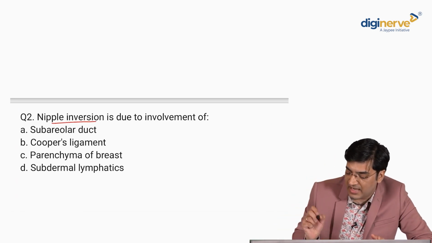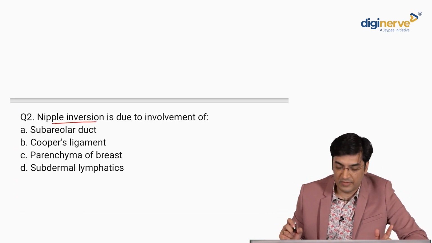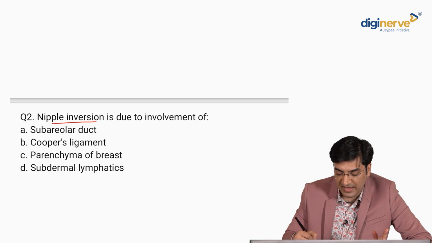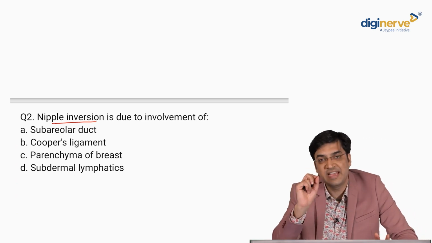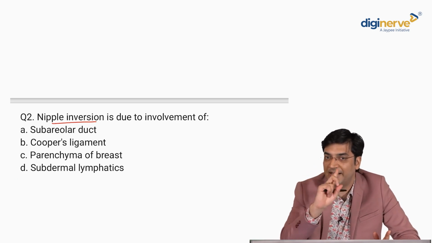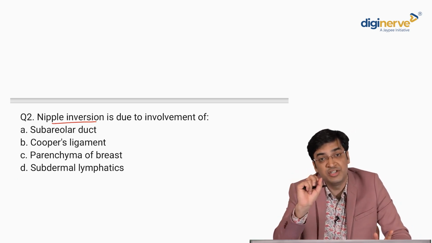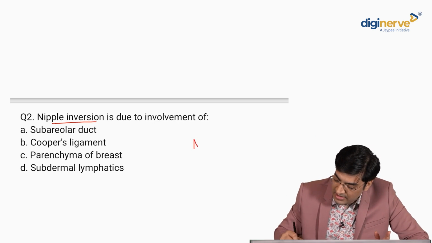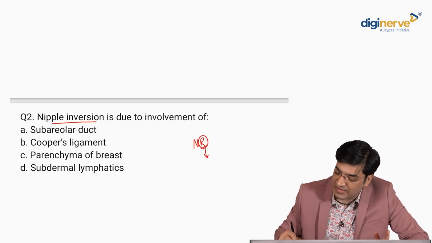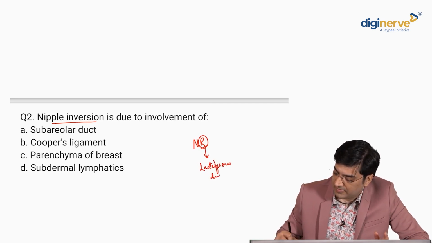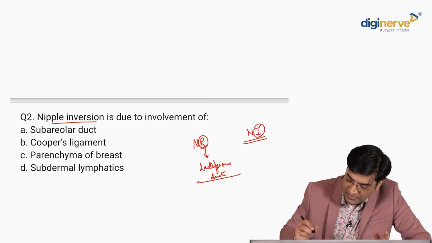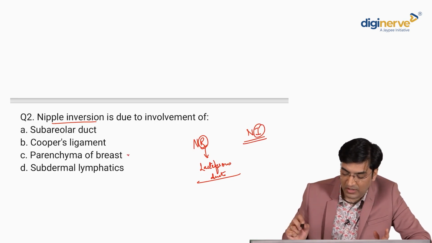Nipple inversion is due to the involvement of, okay, first subareolar duct, Cooper's ligament, parenchyma of the breast and subdermal lymphatics. Now let us take a 10-second thought into what exactly did we study some time back. Nipple inversion we are talking about, not retraction. If the question was saying nipple retraction, then the answer would have been lactiferous ducts. But we are talking about nipple inversion here. Okay, so this option gets ruled out. The parenchyma of the breast gets ruled out.